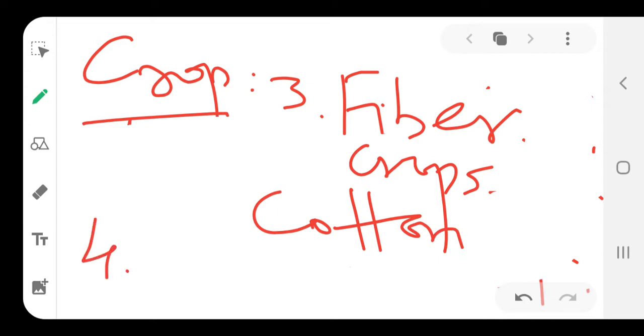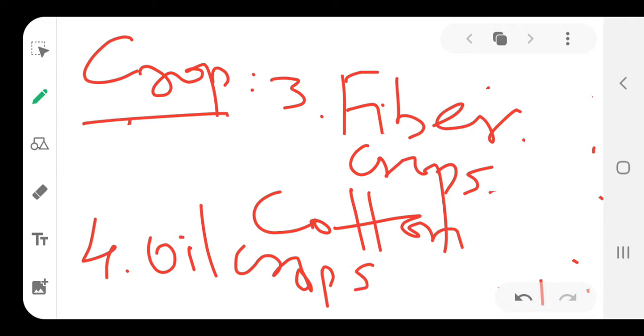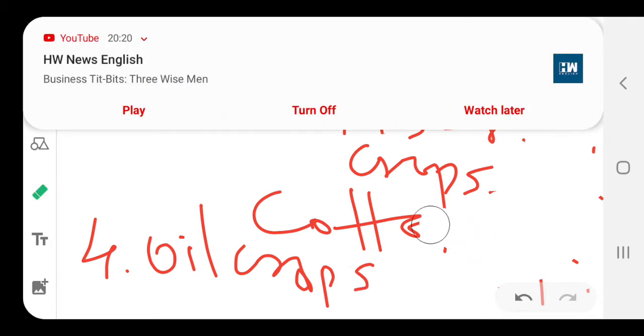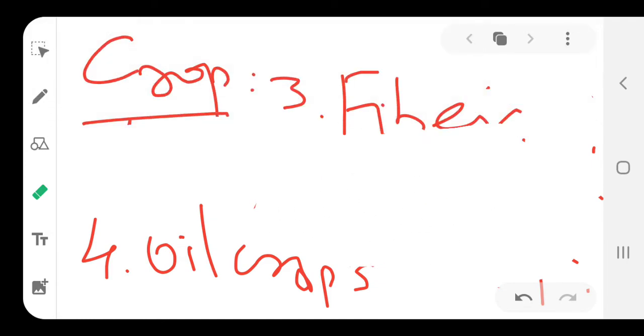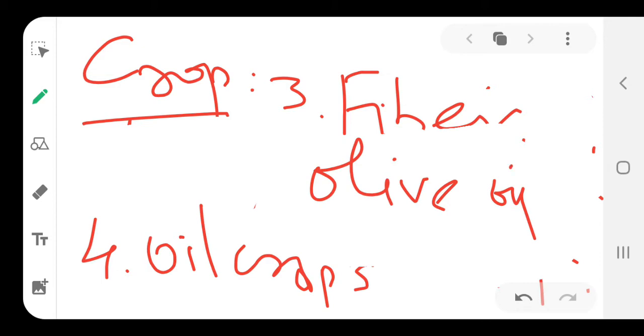Then write down the fourth category, the oil crops, O-I-L, oil crops. So again the name is the answer itself. These are the crops which are grown to produce oils used in cooking and industry. So underline the examples: olive oil or coconut oil, groundnut oil, we can go for that.